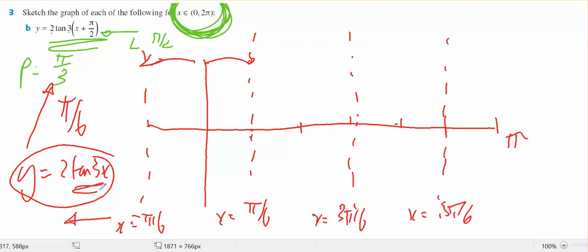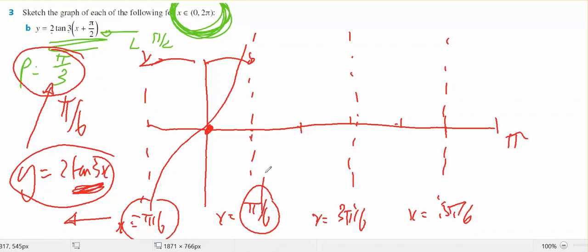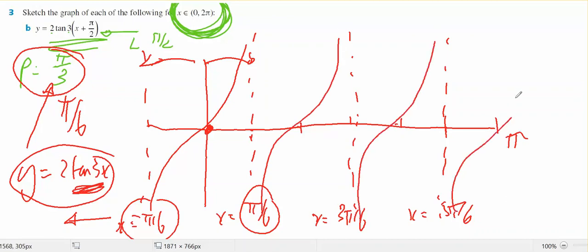Draw it without the translations. I know that it goes through 0, 0. Therefore, my first asymptote will be half of the period either side of the y-axis. So I'm going to have a curve that looks like this, etc., for this particular graph.